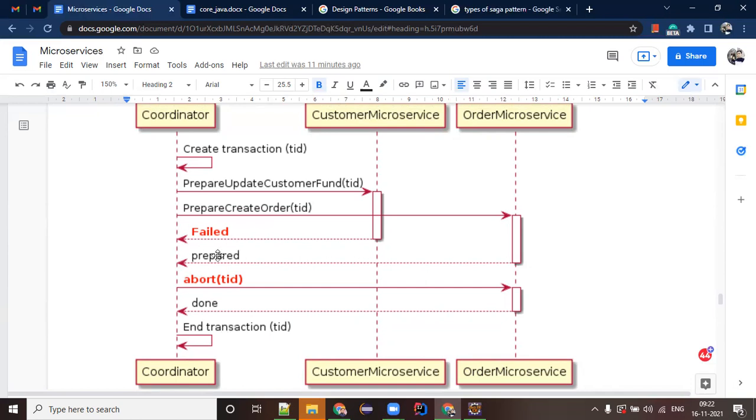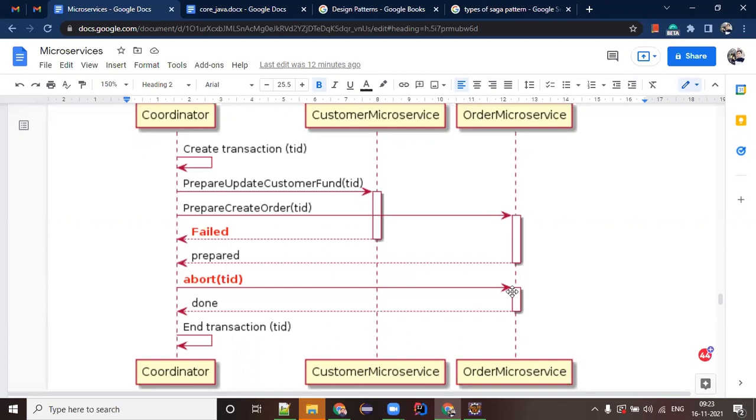You can see that based upon any failure scenario, the coordinator goes to the order microservice and says, hey, since you have already prepared, but the customer microservice has told me that it has failed for some reason, you have to abort this prepared work. You just need to roll back the things. And this is what is happening in online food. If you're using Zomato and Swiggy kinds of apps, they are doing the same thing.